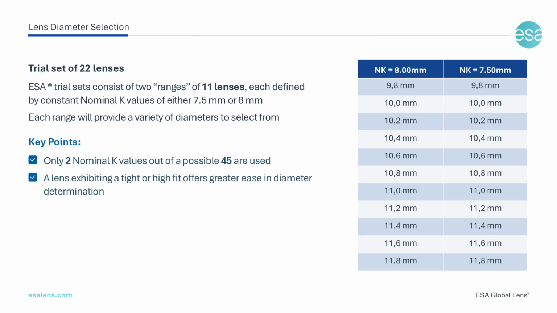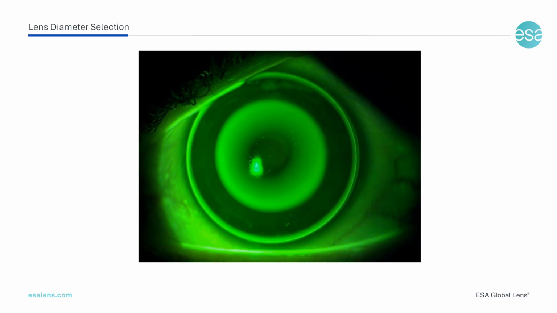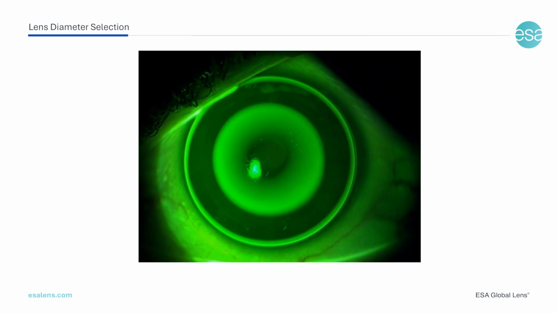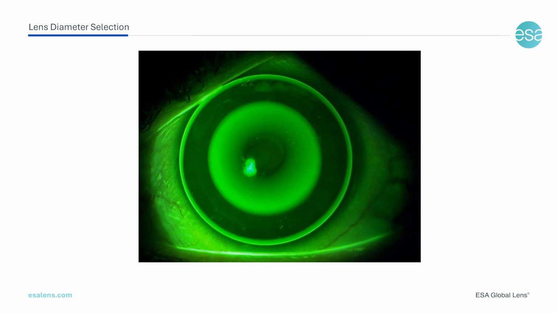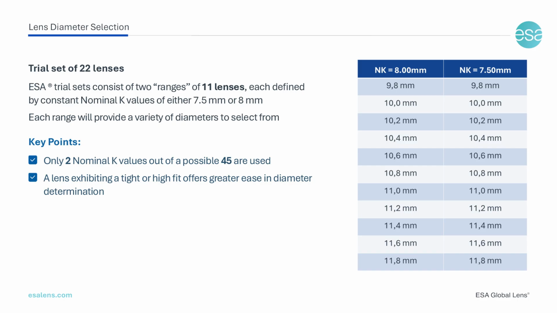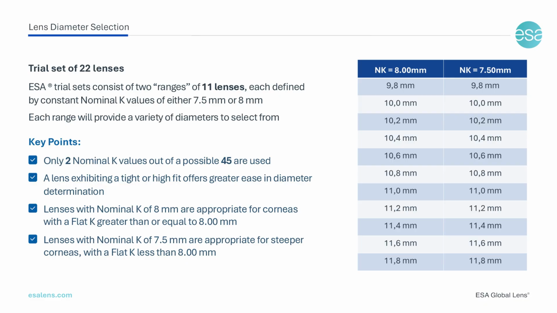Selecting a lens with excessive sagittal depth, a tight or high fit, is often advantageous when determining the correct diameter. This increased depth stabilizes the lens, minimizing movement and aiding centration. The lens edges are clearly defined, allowing for a more precise assessment of the limbal gap. As a general rule, the lenses with a nominal K of 8 mm are preferred for flatter corneas, where flat K is greater than or equal to 8 mm, whereas the lenses with a nominal K of 7.5 mm are better suited to steeper eyes.